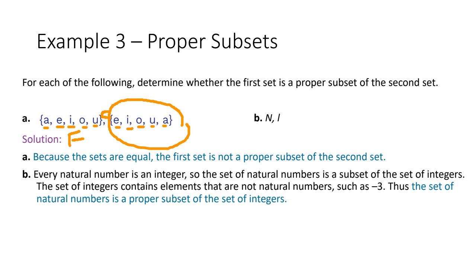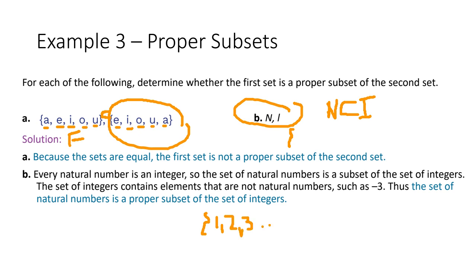So let's see. Let's go to this one here. The question is whether N is a proper subset of I. Remember N, let me write it down here. N starts with 1, 2, 3, and so on. And we want to know, is that a proper subset of I? I has -2, -1, 0, 1, 2, and so on, right?